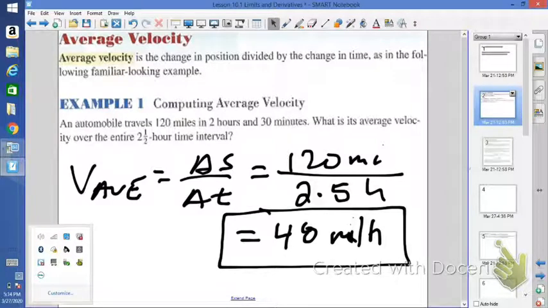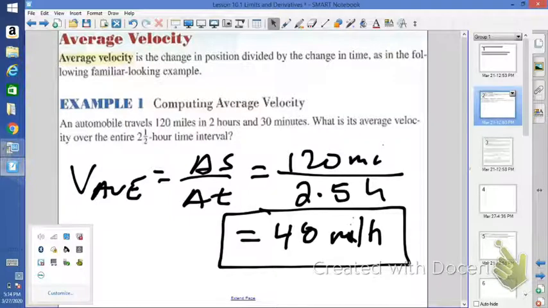Now, notice that average velocity does not tell us how fast the automobile is going at a given moment during the time interval. It could have been going 48 miles per hour at a constant rate, but it also could have been speeding up during that time interval. It could have been slowing down. It could have even stopped momentarily during the trip.